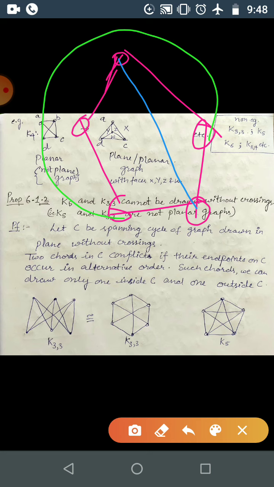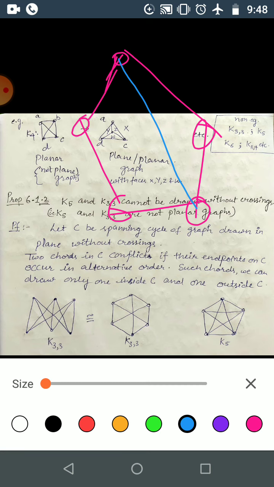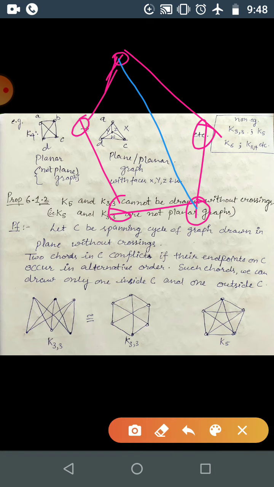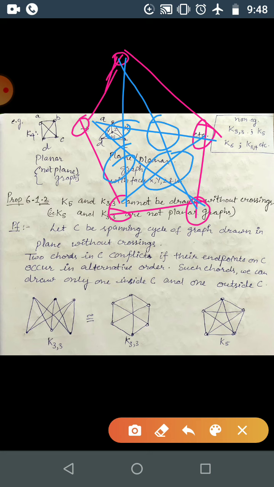Okay, but in K5 how many chords are there? More than two. This one is there, this one is there, then this one, and this one. So how many chords? Many, correct? So many chords crossing each other in this one. That's why we are not able to draw in such a way that these edges do not cross each other.